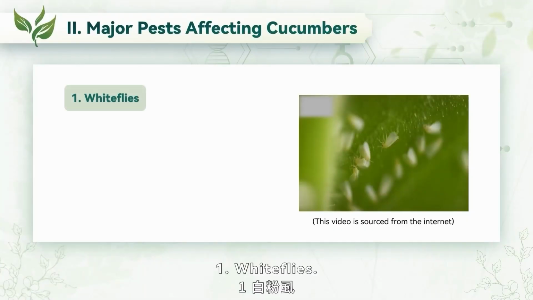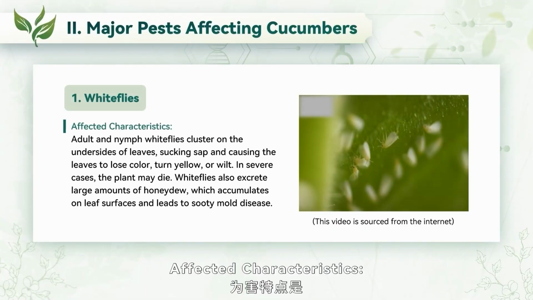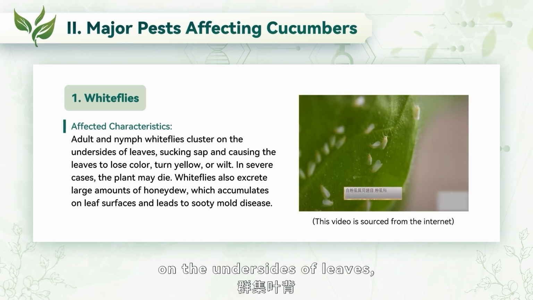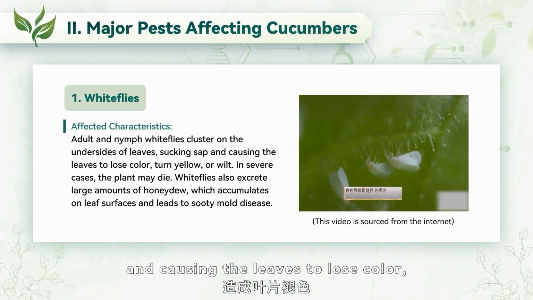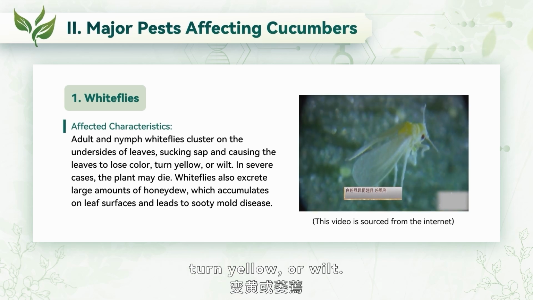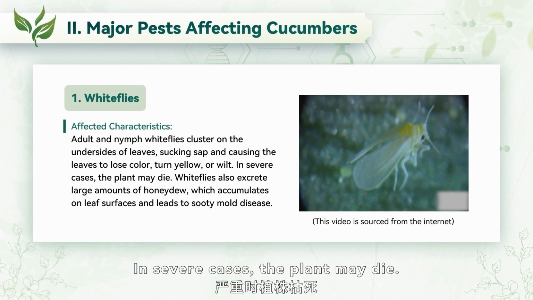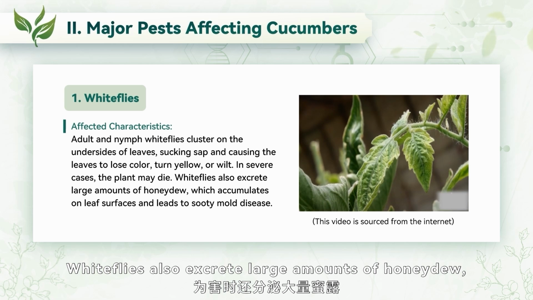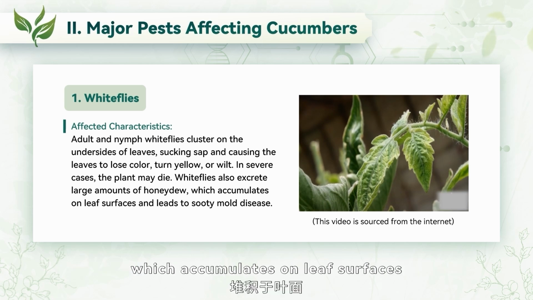1. Whiteflies. Affected characteristics. Adult and nymph whiteflies cluster on the undersides of leaves, sucking sap and causing the leaves to lose color, turn yellow, or wilt. In severe cases, the plant may die. Whiteflies also excrete large amounts of honeydew, which accumulates on leaf surfaces and leads to sooty mold disease.